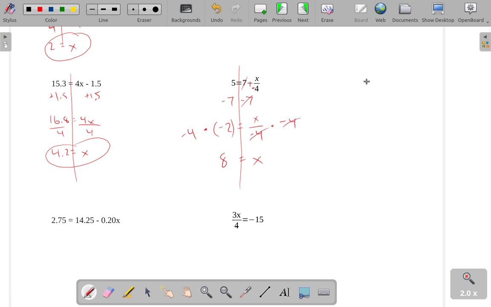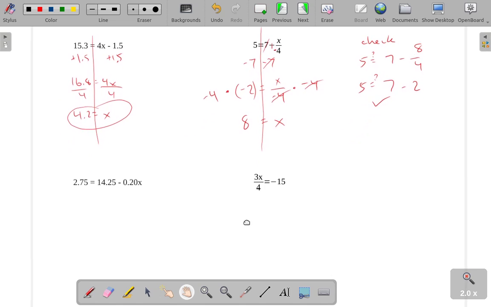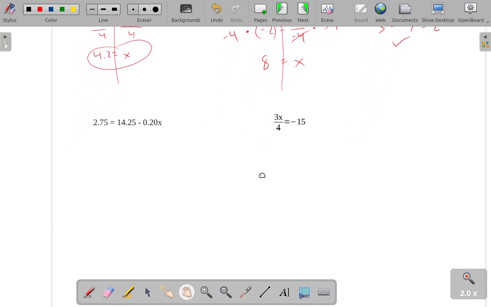This was a strange enough problem that I think it's worthwhile checking. We get 5 equals 7 minus x over 4, except instead of x, I should be writing an 8. I'm checking to see if this is a true statement. 8 over 4, you can see, is 2. 5 equals 7 minus 2 is a true statement. So this one definitely was a lot easier to check than it might have otherwise appeared to be.